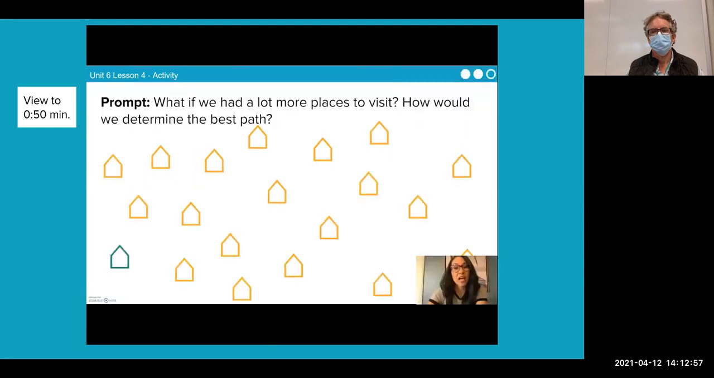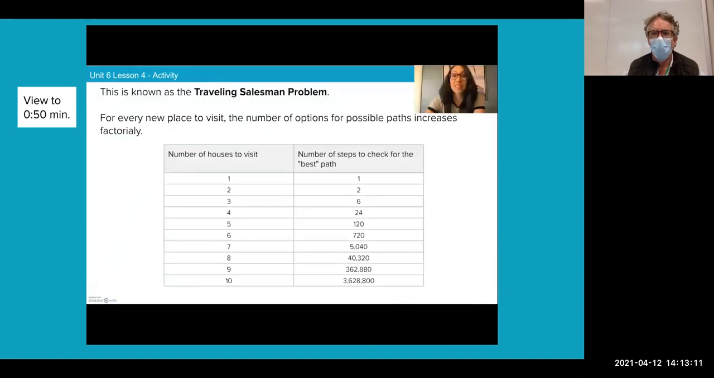But what if we had a lot more places to visit? How would we determine the best path this time? Basically, we need to explore all the possible paths in order to determine which one is best. This is what's known as the traveling salesman problem. For each new place to visit, the number of options for possible paths increases factorially.